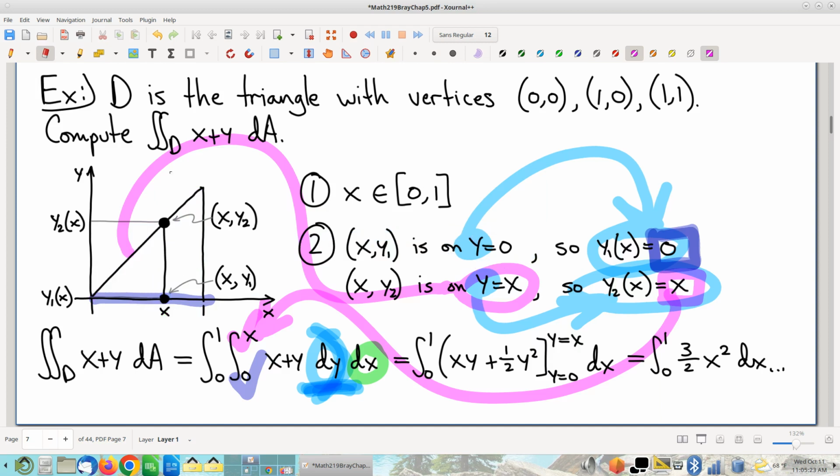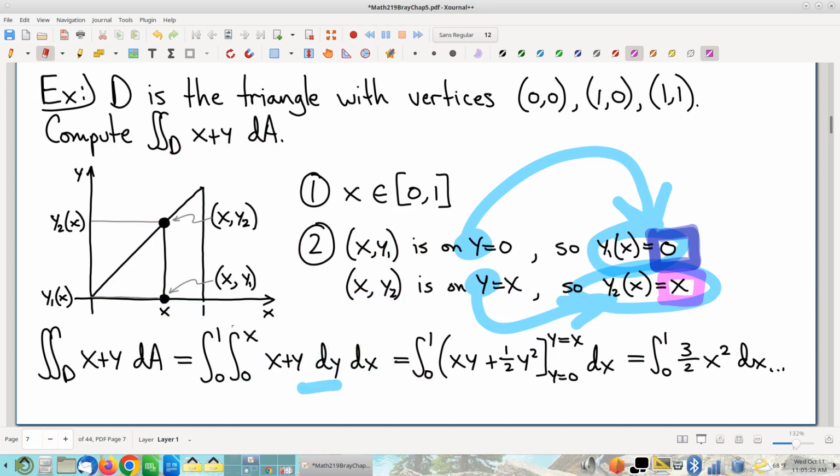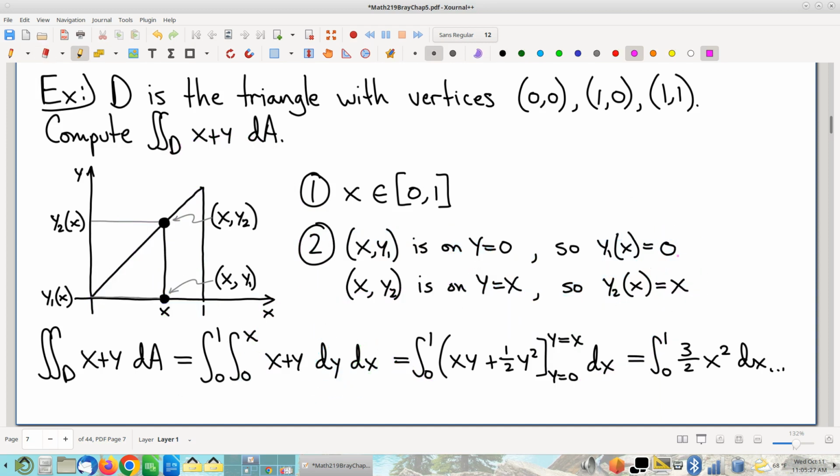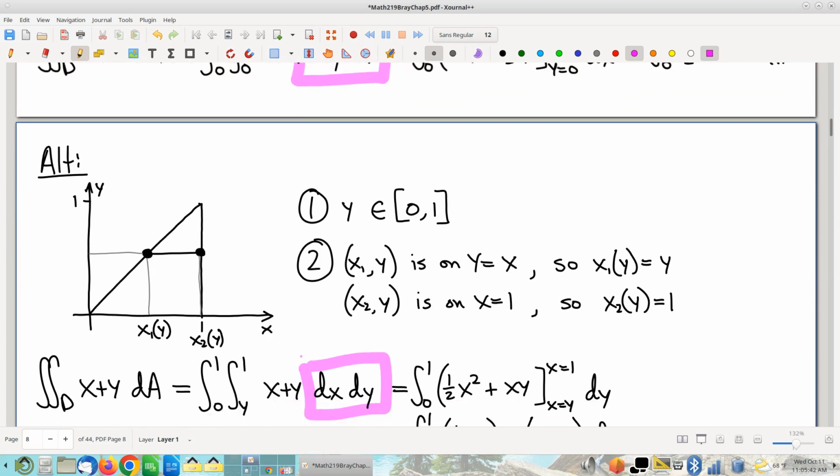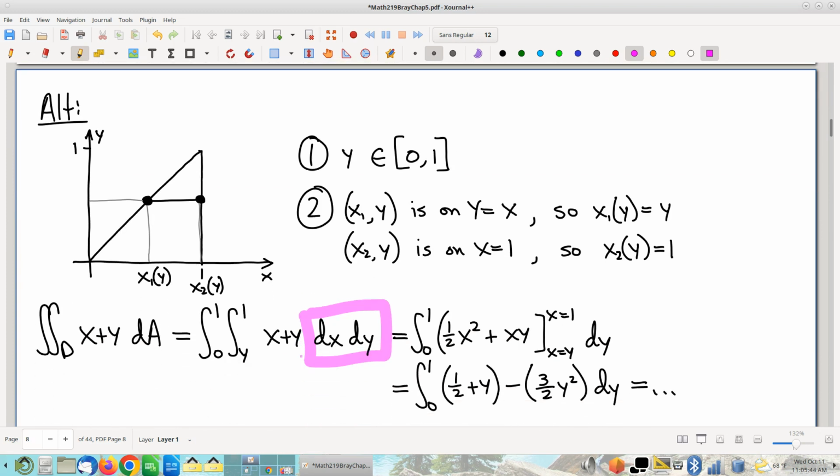All right, now I did arbitrarily, completely rabbit out of a hat, decide to do my slicing in that order. Just as an exercise, let's do it now in the other order, dx dy instead of dy dx that we just did. All right. Well, same process though.